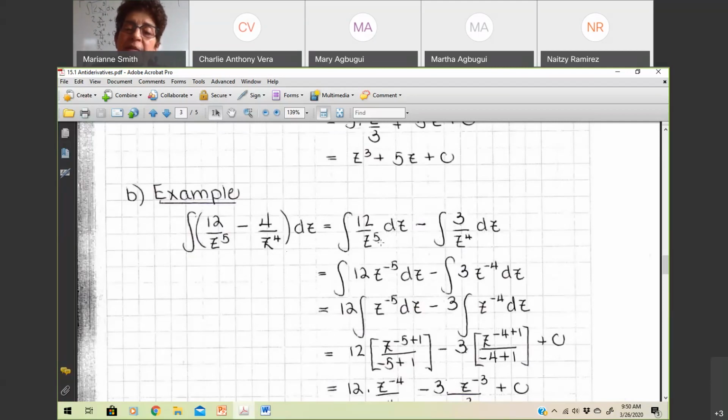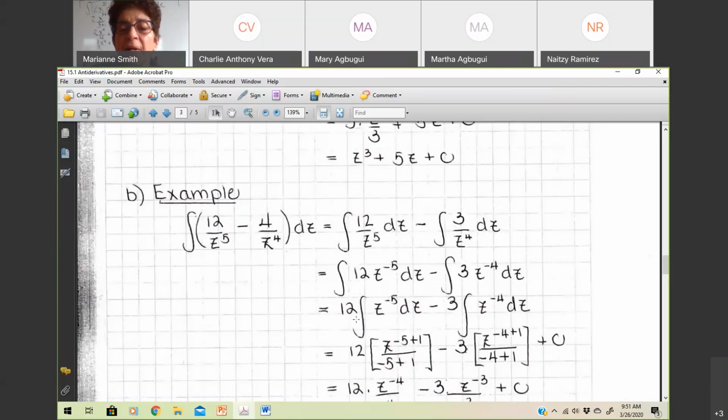Then I'm going to look at this and say, wait a minute, this is a z in the denominator, so I can rewrite that z to the 5th in the denominator as z to the negative 5th in the numerator. This is going to make it a lot easier to use the power rule for integration. So notice, I haven't done any calculus yet. All I've done is a little bit of algebra, separating it term by term, and then rewriting the z to the 5th in the denominator as z to the negative 5th, and the z to the 4th in the denominator as z to the negative 4th. That's something that's going to come back again and again in calculus, so it's worth getting really familiar with.